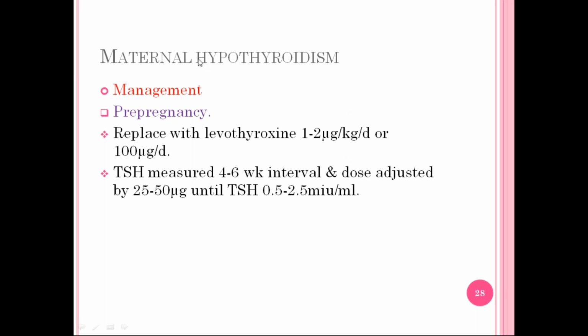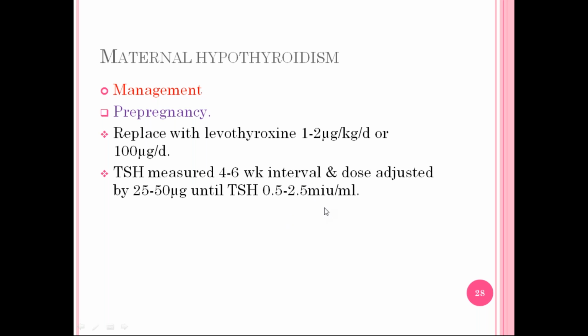So how can you manage pre-pregnancy? So she's not pregnant, but she has been diagnosed. You have to start thyroxine. Before pregnancy, if her thyroid is under control, she will not have any complications. At 4 to 6 week intervals, the TSH should be measured and the dose adjusted. Don't increase the dose too much at a time, 25 to 50 micrograms. You have to adjust until TSH is less than 2.5. This is for the first trimester. Usually in the first trimester, the TSH level should be between 0.5 to 2.5 milli international units per ml.